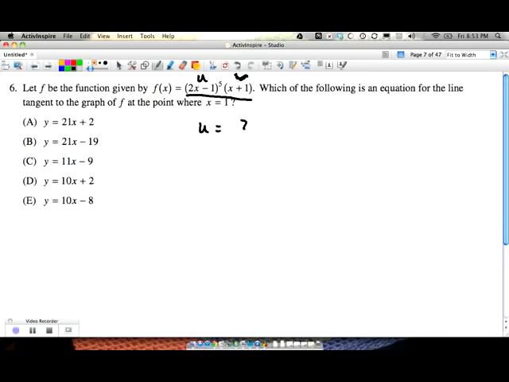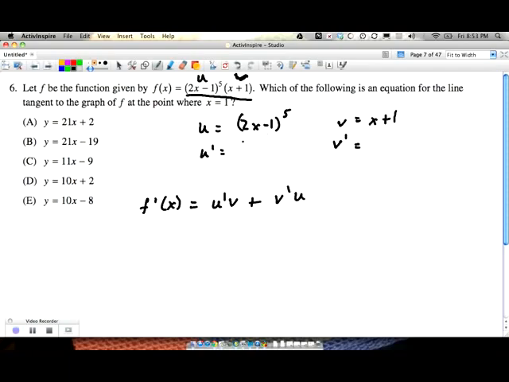And I know that u equals 2 times 2x minus 1, to the 5th power. And that v equals x plus 1. To simplify my life a little bit, I'm also going to find the u prime and the v prime right now. Just because I know I'm going to use those in the product rule. Because f prime of x, in this case, the derivative, is going to be the derivative of u times v, plus the derivative of v times u.